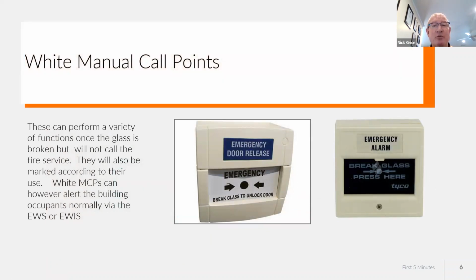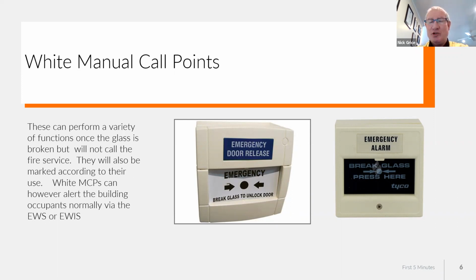So you can see these ones here. So that's white manual call points, and the green ones and the white ones don't call the fire service. So where it says emergency alarm here, it's normally connected to the EWIS system or an EWS. And to get into the EWIS or EWS, you need a key to get into the panel. So what it's designed for is if there's a problem in the building, an occupant can come down and press that or break that glass, and it will set the alarm off in the building, but will not call a fire service. Okay, so just go through the manual system.